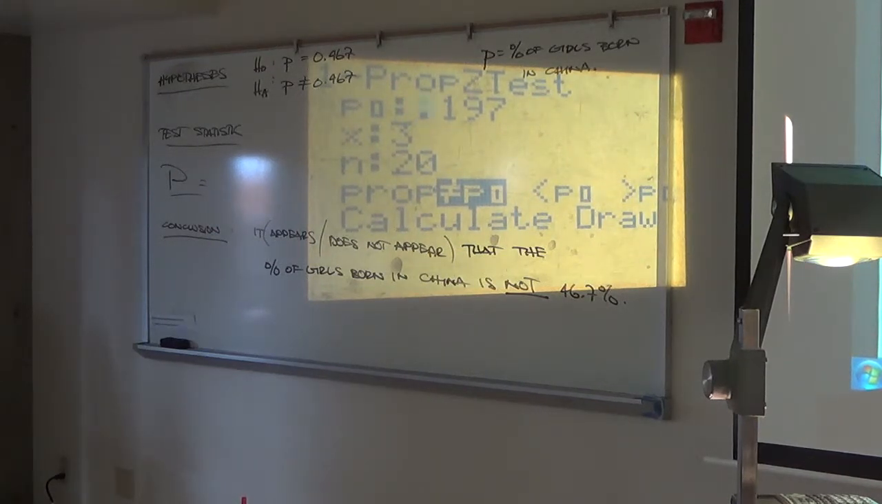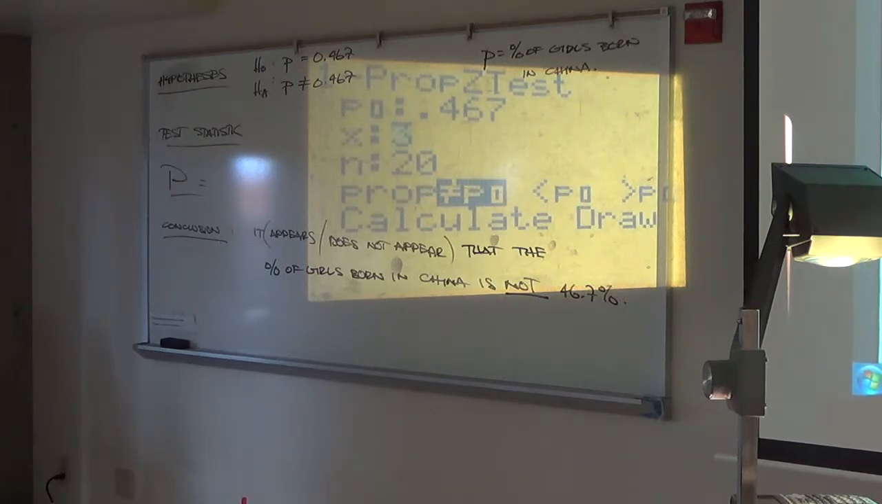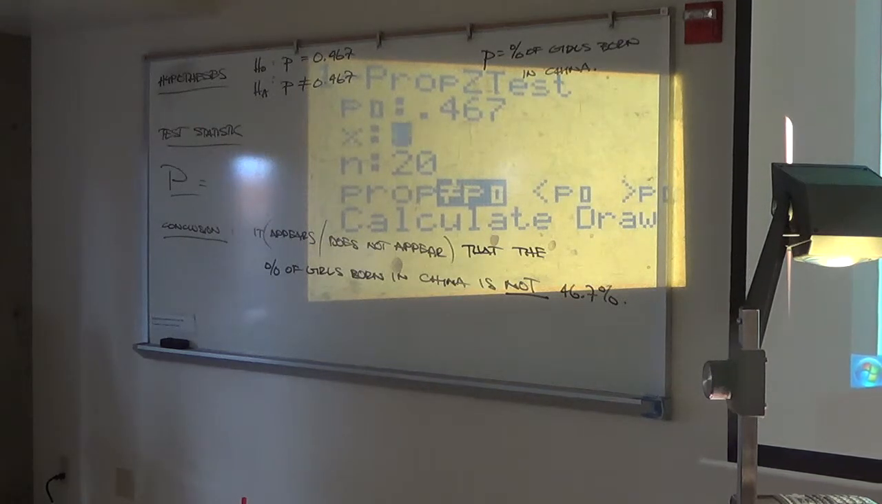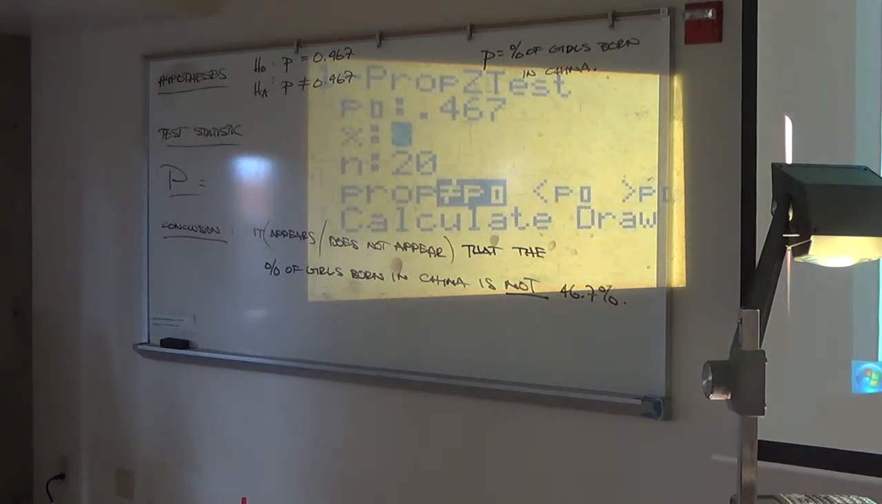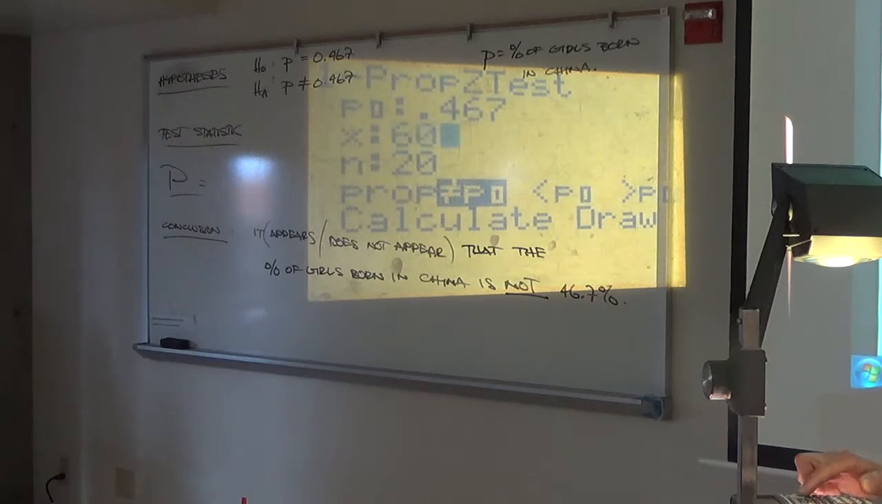So we are testing against the hypothesis of 46.7%, 0.467. Laura, there's where you got to make sure you put the decimal point first. Otherwise it gets upset. Then you put your X's and your N's, your successes and your trials. Now you guys found 60 girls out of 150, right? 60 girls out of 150. So you go ahead and put 60 out of 150.